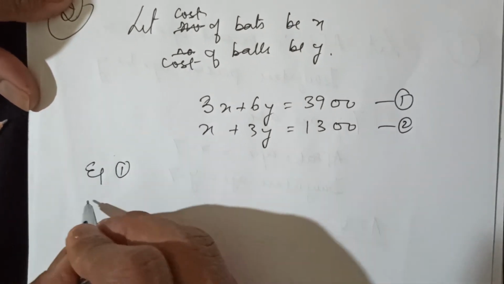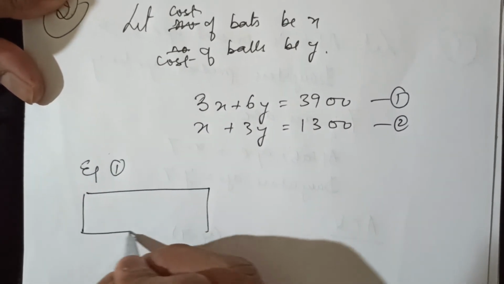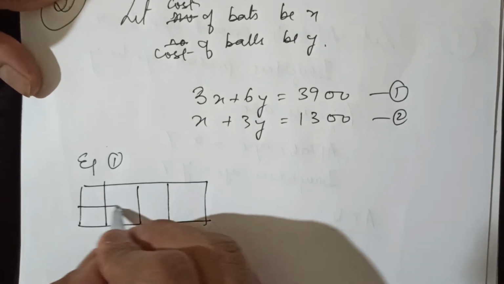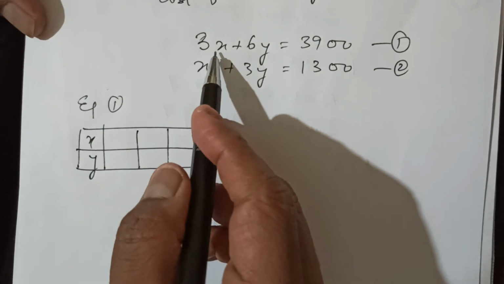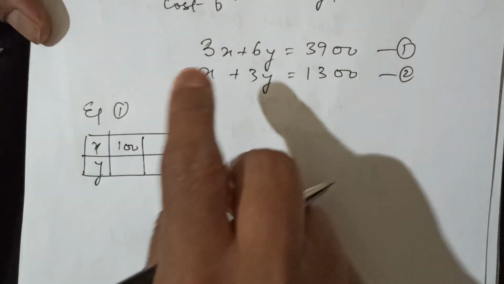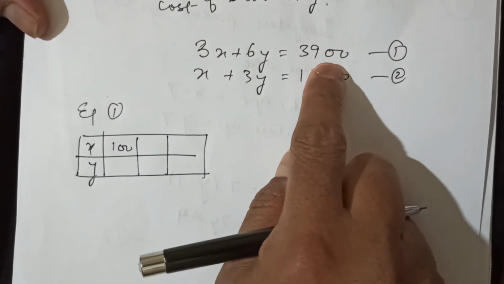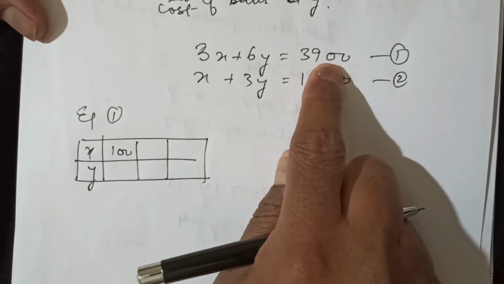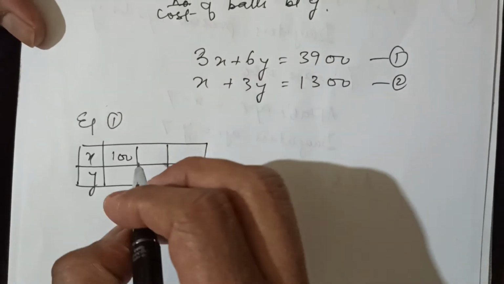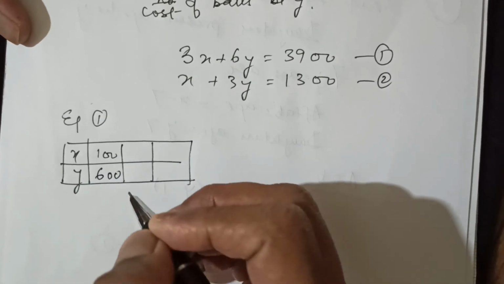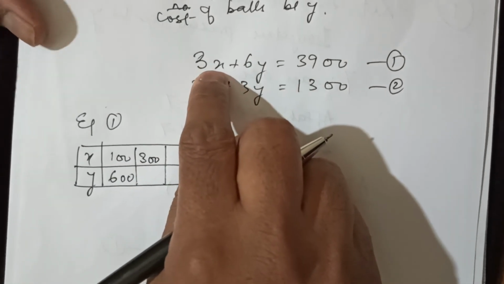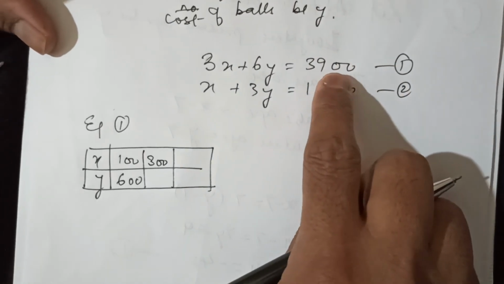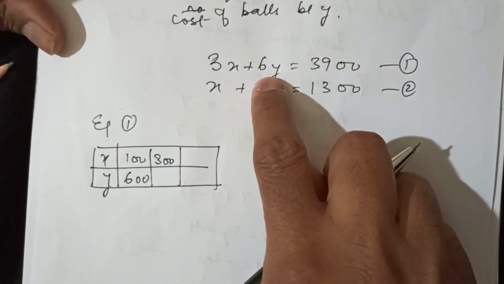For equation 1, we make a table where we take 3 values of x. Now if we take x as 100, this will become 300. 300 goes to this side. This becomes 3600 upon 6. That gives you 600. Let us take now 300. That becomes 900. It goes over here. It becomes 3000 divided by 6.